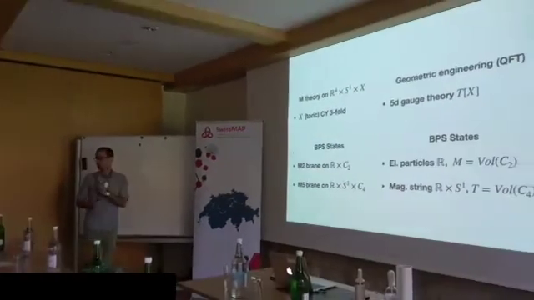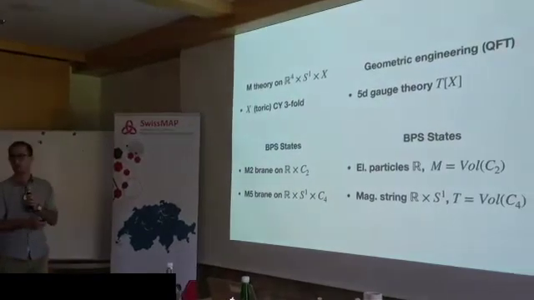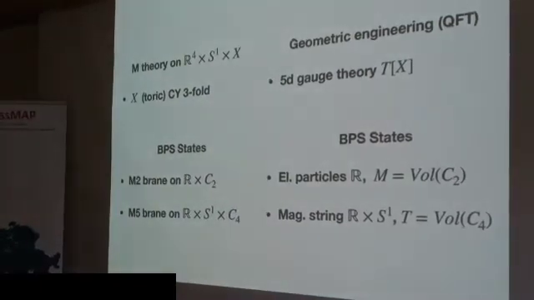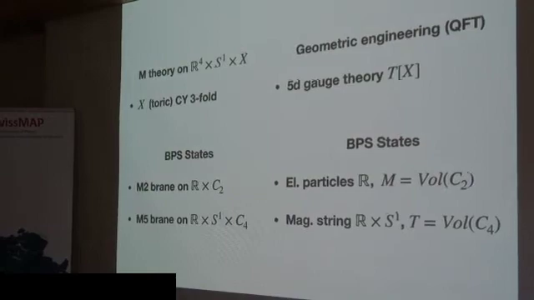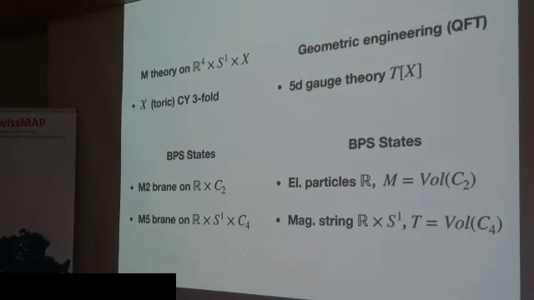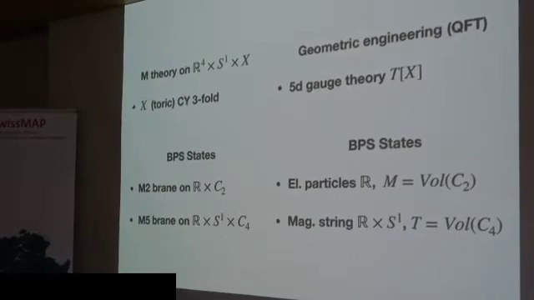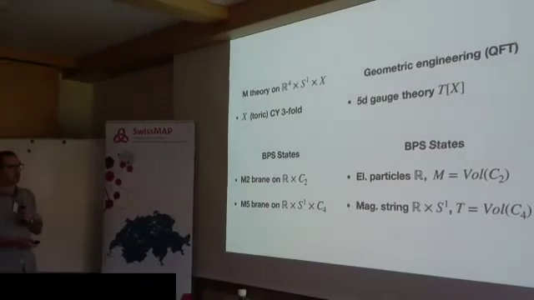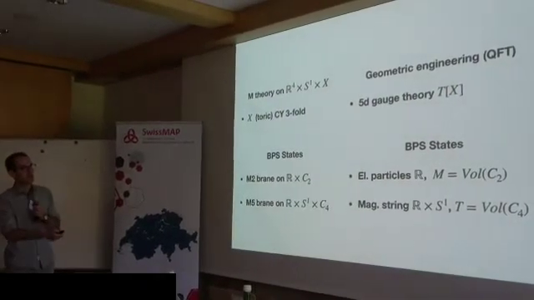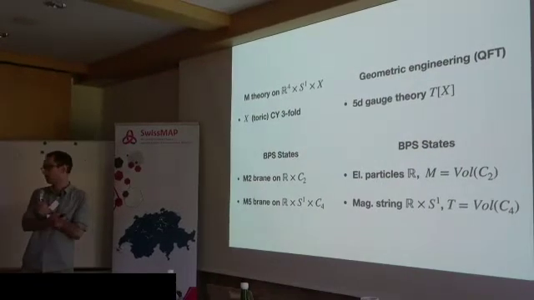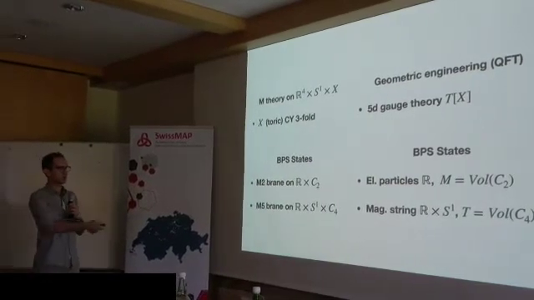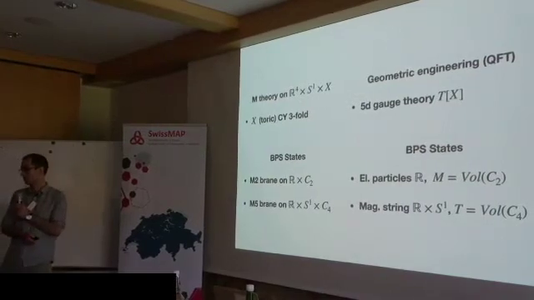Now, there's an alternative viewpoint on this setup, which comes through quantum field theory. In fact, this M theory background can be described in a certain limit by a 5-dimensional gauge theory. It's a supersymmetric gauge theory with minimal supersymmetry, whose field content, couplings, and masses are determined by the geometry and topology of X. So I'll call it T of X. And the BPS states that arise from M2 and M5 branes translate into the quantum field theory as electric particles with a mass, roughly speaking, determined by the volume of the compact 2-cycles, or magnetic strings in the case of M5 branes with a tension determined by the volume of the 4-cycle.